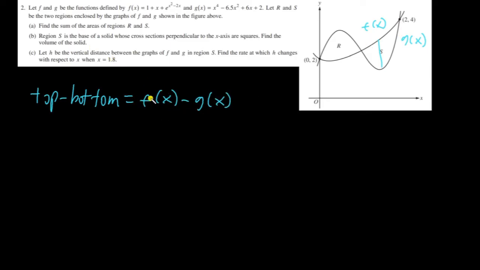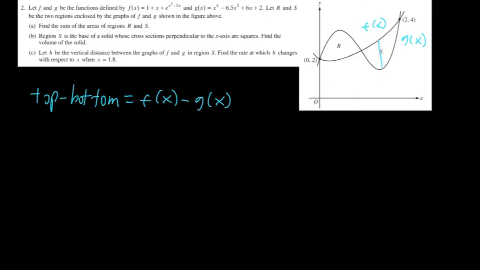Okay, and so I want to find the length of that in terms of x, right? So just like how we did in part A, to find the length of that, that's basically just going to be top minus bottom. And then remember, this is region S, right? So I erased the labels, but this is f of x, this is g of x. So in this case, top minus bottom is f of x minus g of x. Okay, so this is the length of the side of the square.